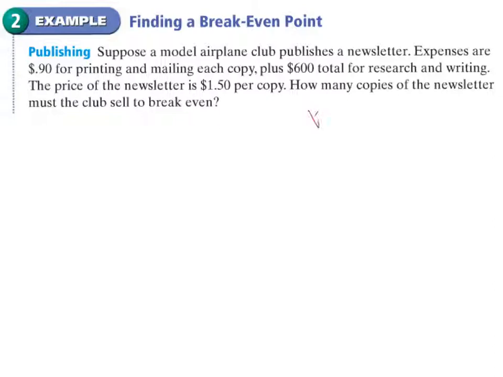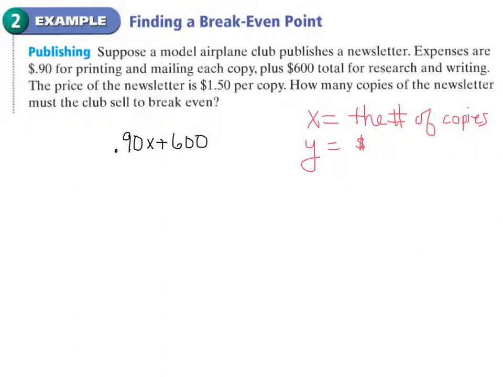So X, I'm going to let be the number of copies, because we don't know that. Y, now remember, is the amount of dollars. That could represent expenses or income. So let's set this up. What are our expenses? Our expenses are 90 cents for printing per copy, but we don't know how many copies, so it's per copy plus $600. That equals what? That equals our expenses.